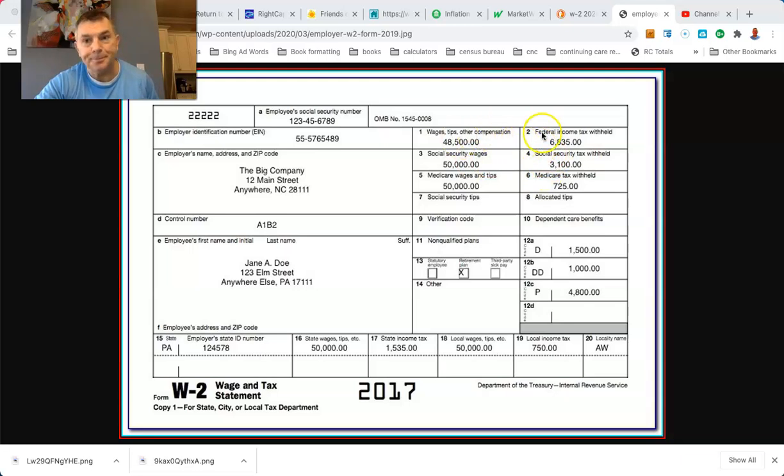So here, we've got $6,835 of federal tax withheld, $3,100 from Social Security, and $725 from the federal Medicare, the Medicare tax. All right. We also had $1,500 that we contributed to a 401k, so that's $1,500 we did not get to spend.